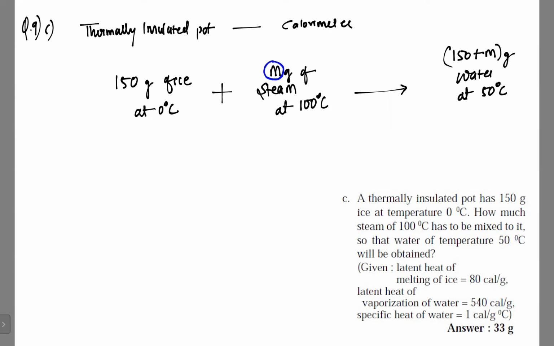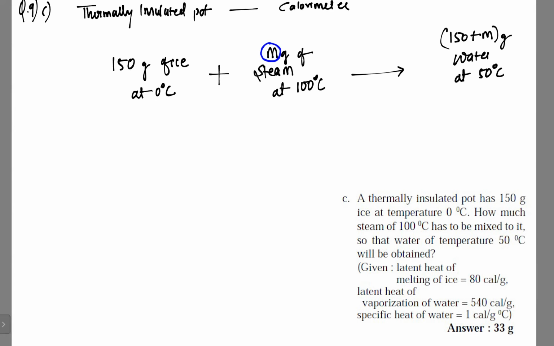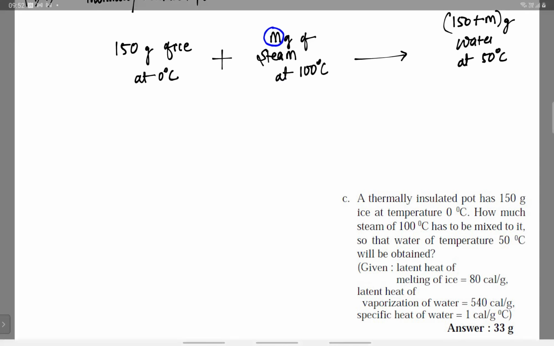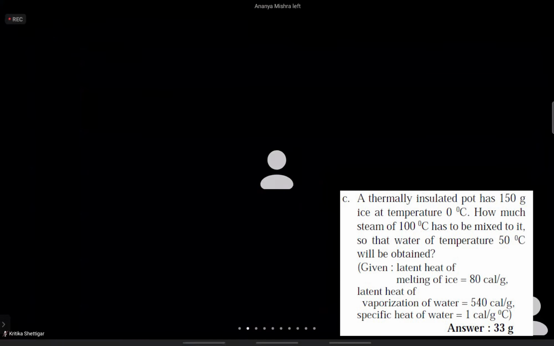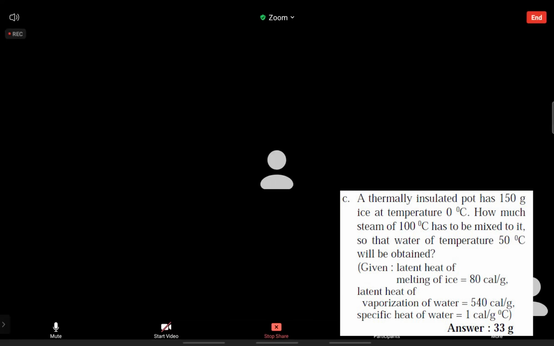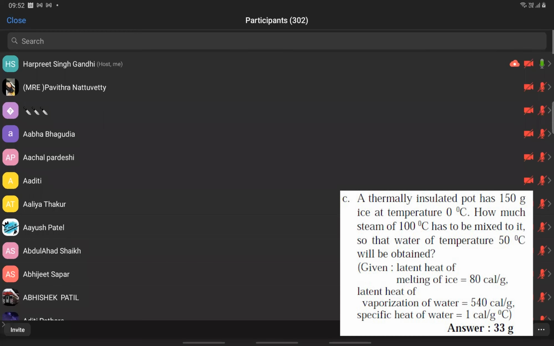Yes, sir. Now, if you are clear with this, now I am going to give you a Brahmastra. How do you solve such problems? See, I'm going to make a line diagram. Is everybody muted? Okay, everybody is muted.